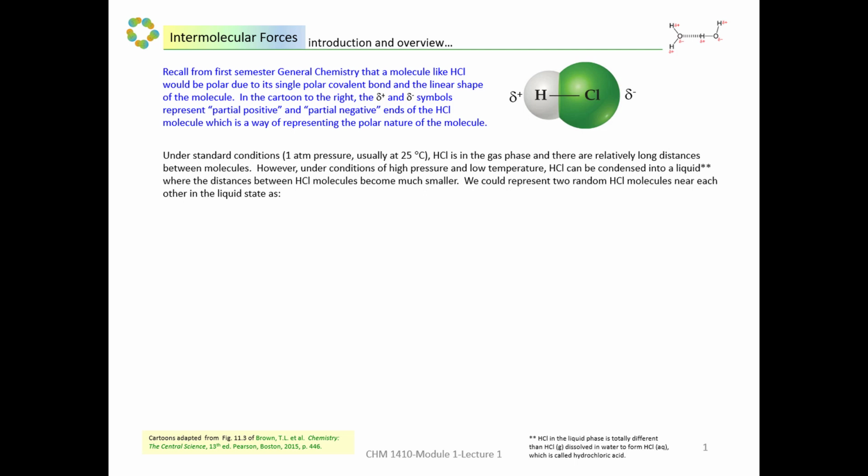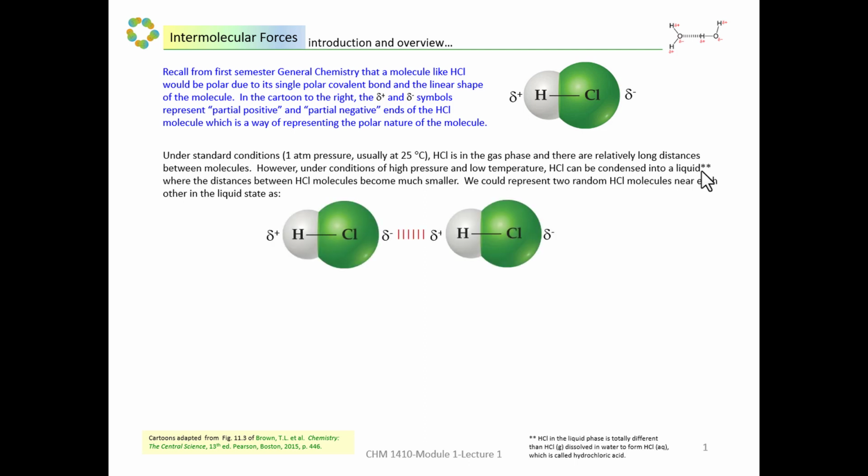I have a little footnote here because I want you to keep in mind that the liquid HCl that you see in a general chemistry laboratory is really not pure liquid HCl. It's actually HCl gas bubbled into water to form an aqueous solution of HCl. In any event, if we did condense HCl into a liquid, the distances between HCl molecules would become much smaller, and we could represent two random HCl molecules near each other in the liquid state as shown below in this diagram here.